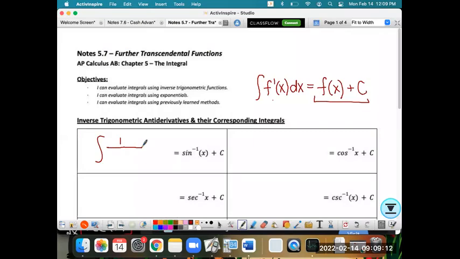I'll just write that up really quick. 1 over the square root of 1 minus x squared, don't forget the differential, is sine inverse of x plus c. Cosine inverse, that'll just be the same as sine inverse's integrand, except negative.